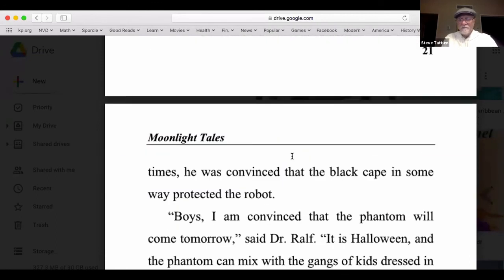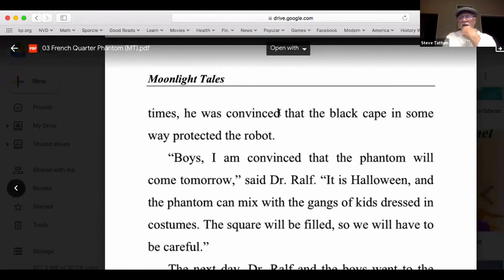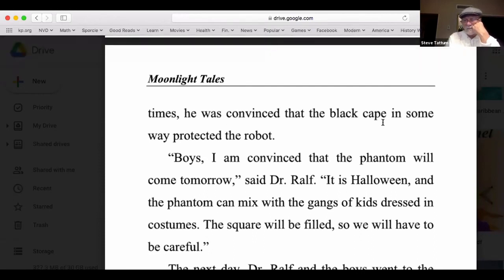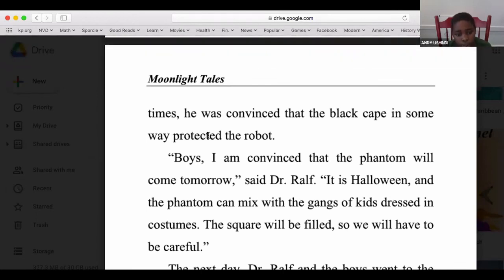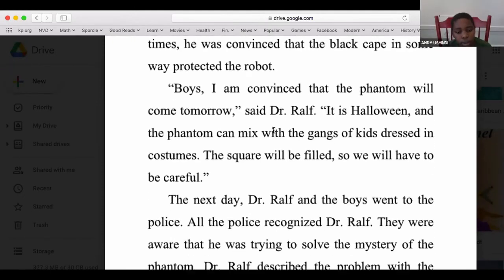Okay. Times he was convinced that the black cape in some way projected. You said projected. Is that what you see? Protected. Robot. Your turn.